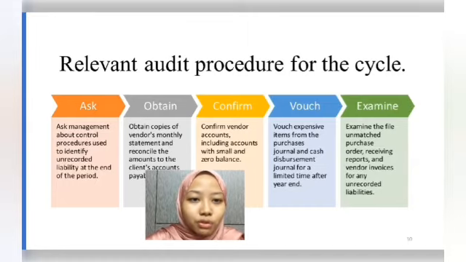Fourth is vouch. Vouch expensive items from the purchase journal and cash disbursement journal for a limited time after year end. Lastly is examine. Examine the file of unmatched purchase orders, receiving reports, and vendor invoices for any unrecorded liability.